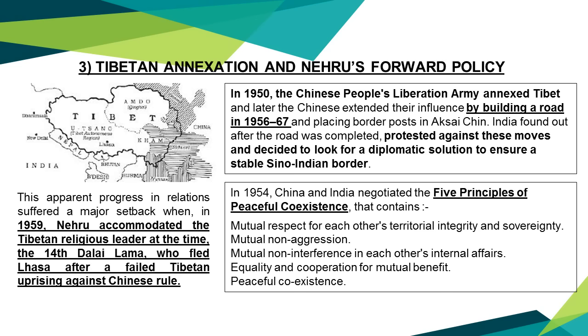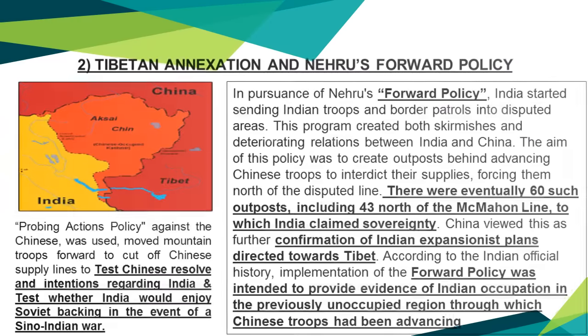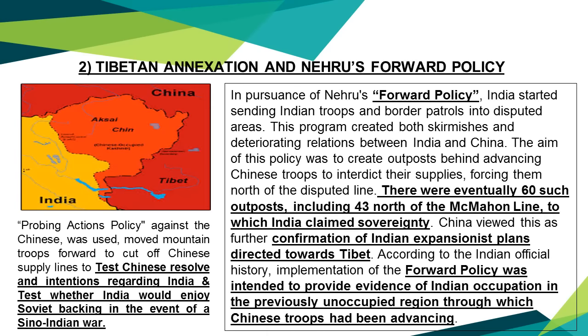In pursuance of Nehru's forward policy, India started sending Indian troops on border patrols into disputed land. This program created both skirmishes and deteriorating relations between India and China. The aim of the policy was to create outposts behind the advancing Chinese troops to counter or cut off their supplies, posting them north of the disputed line. There were eventually 60 such outposts, including 43 north of the McMahon Line, to which India claimed sovereignty.